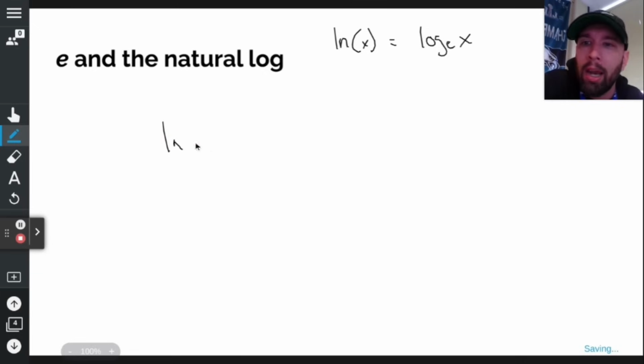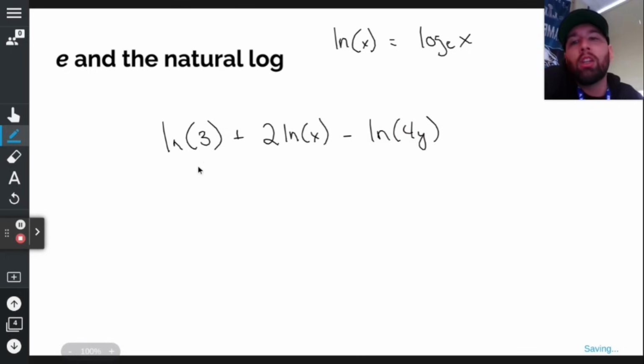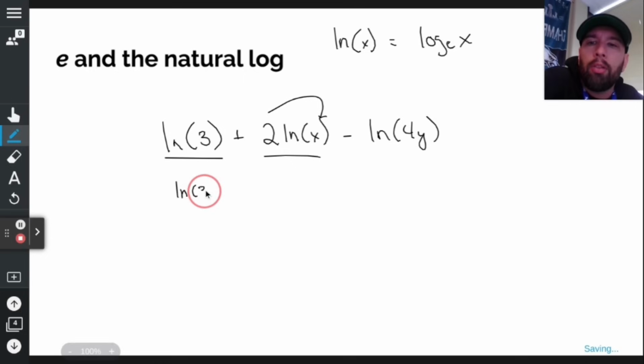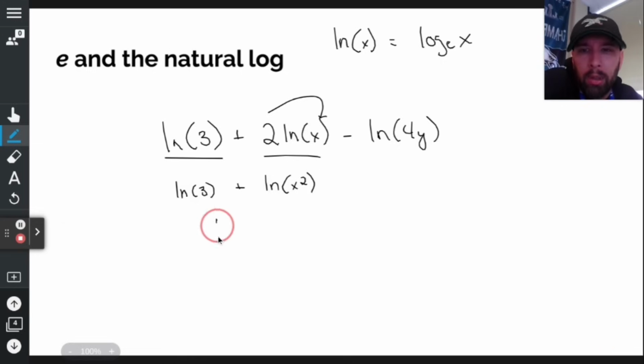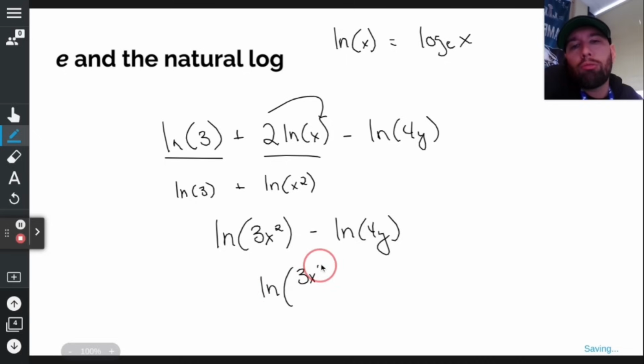So if I were to just give you some random problem like this, ln of 3, plus 2 ln of x, minus ln of 4y, and I said simplify that, you would say, oh, well, lns follow the same exact rules as logs. So this becomes ln of 3 plus ln of x squared. Now we can combine those through multiplication, so you become ln of 3x squared. And then we have this minus ln of 4y that's just hanging out there. Since you're subtracting them, I divide the insides.